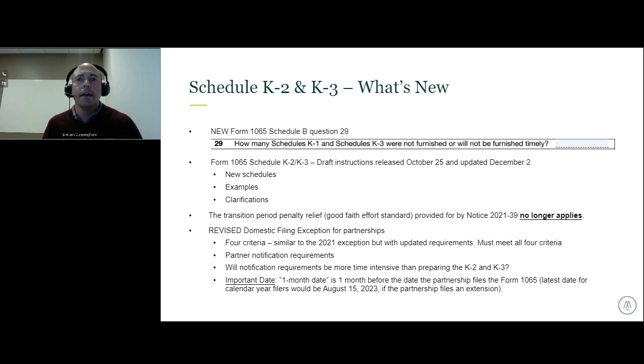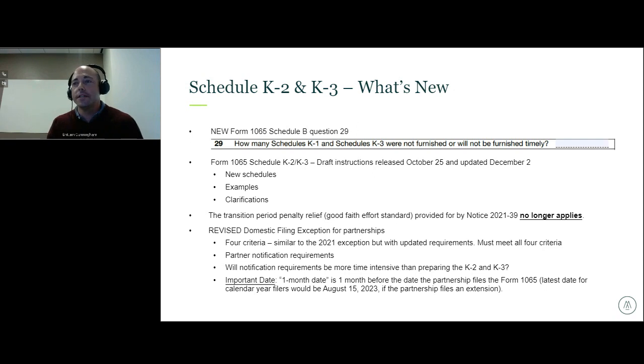And then the new instructions incorporate partner notification requirements that are more specific that we'll talk about. And I think it leaves open the question, when you consider these new rules and procedures around notifying partners and receiving back notification from them, of whether or not it's just easier to prepare the K2 and K3s for all the partners.